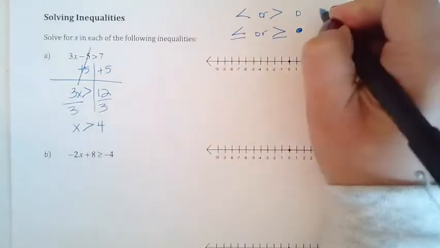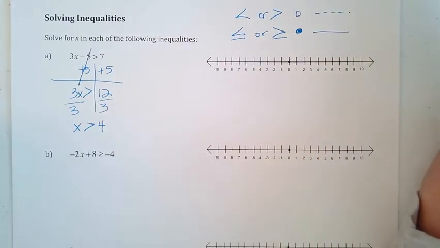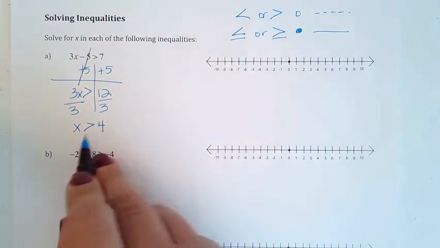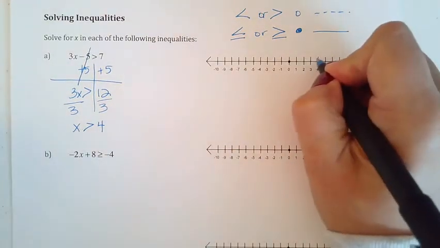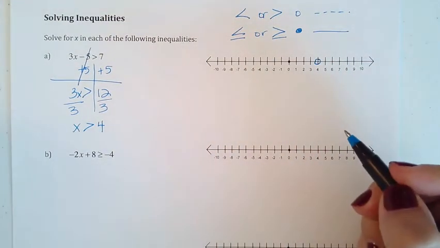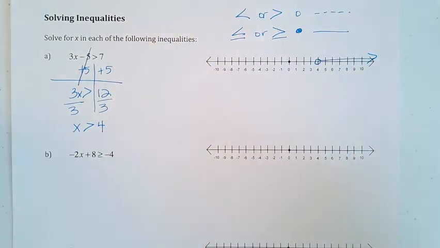This is kind of equivalent to the dotted line versus the solid line that we've been talking about with two-dimensional graphing. So we're going to go to 4, and because this is a greater than, I'm going to put an open circle. And I need numbers greater than 4, which means up here. And that's how we graph it.